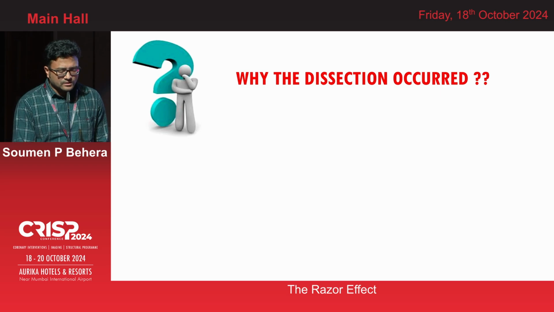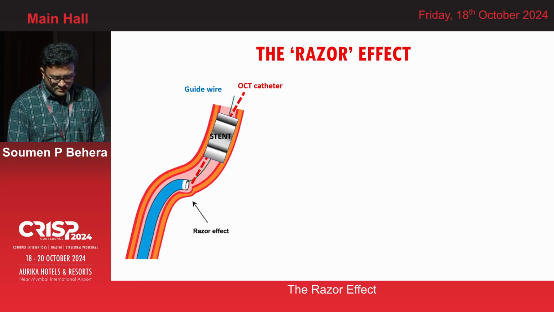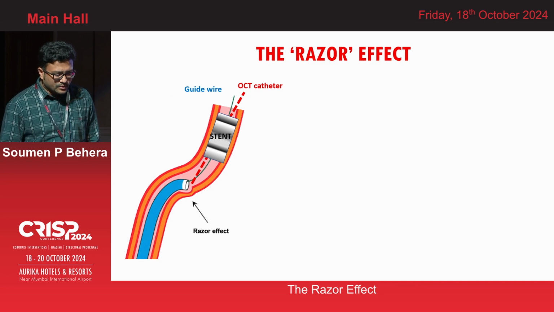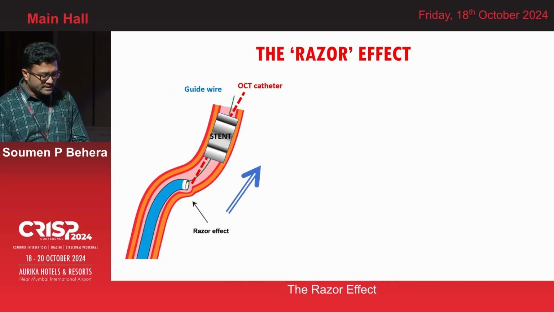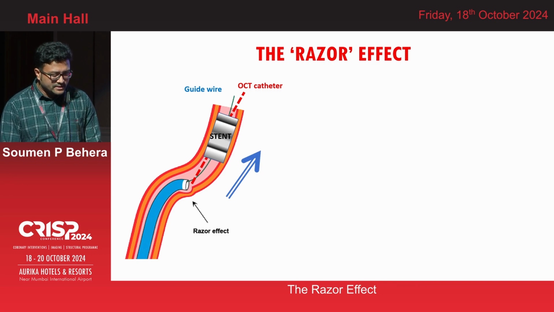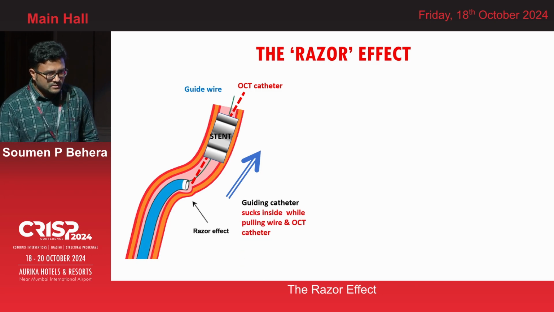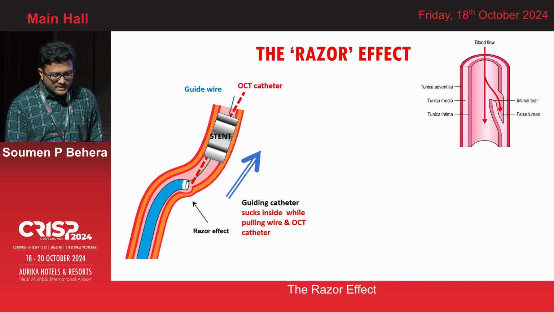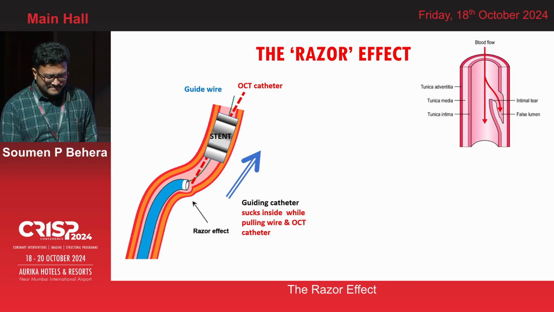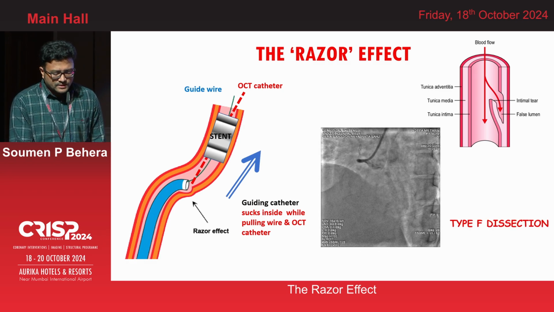Now, why did the dissection occur? There is an effect known as the razor effect. During pulling back of any OCT catheter or balloon or stent, the guide catheter gets sucked in and results in tearing of the media, or sometimes intima as well as media, which happened in our case. And the type of dissection was type F dissection.